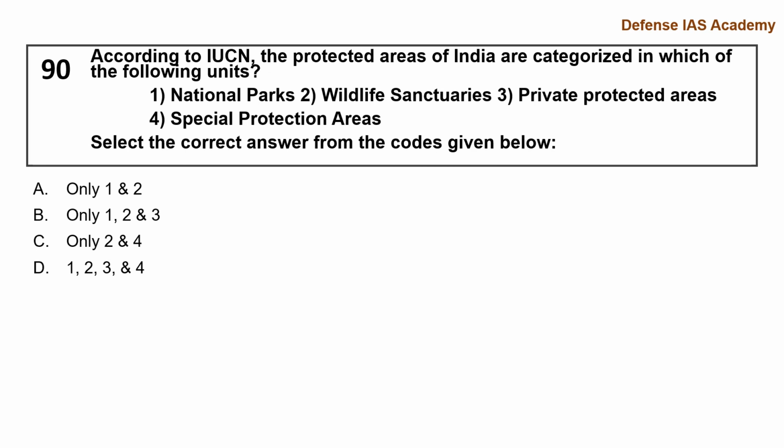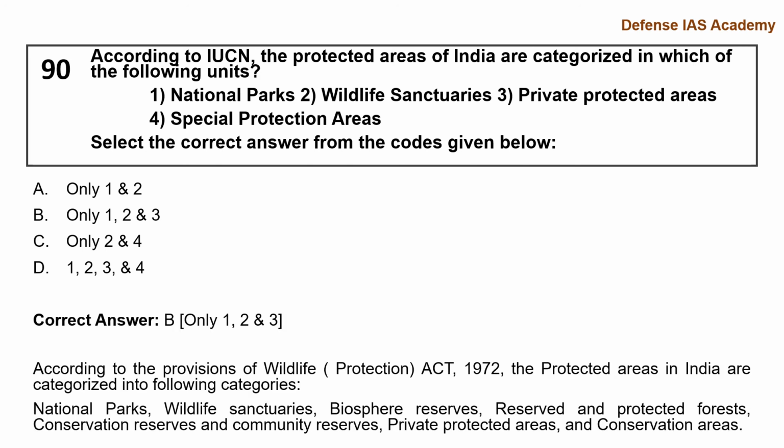Question 90. According to IUCN, the protected areas of India are categorized in which of the following units? 1. National parks. 2. Wildlife sanctuaries. 3. Private protected areas. 4. Special protection areas. Select the correct answer from the codes given below. The correct answer is option B, only 1, 2 and 3.